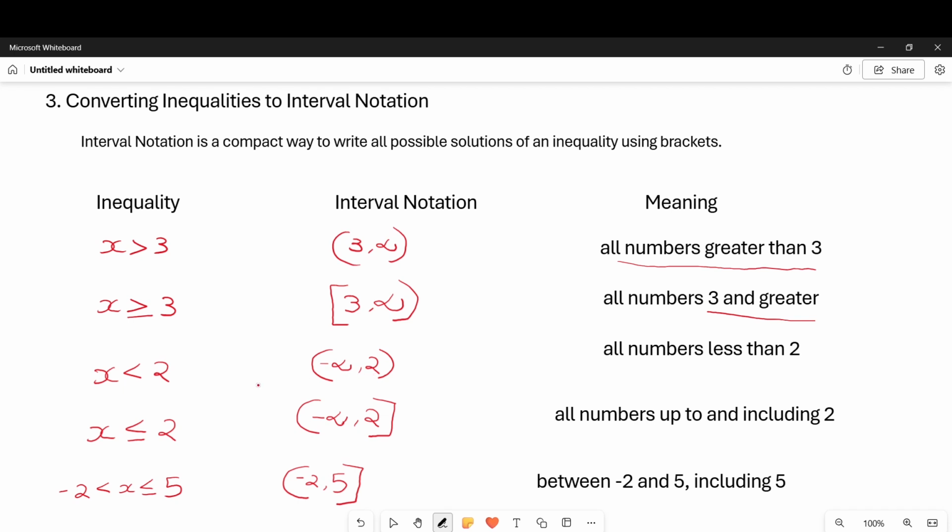Then 2 is also not included, so we also use an open bracket on the right side. So minus infinity to 2. Both are open brackets. All numbers less than 2, and 2 is not included. That is how we write it.